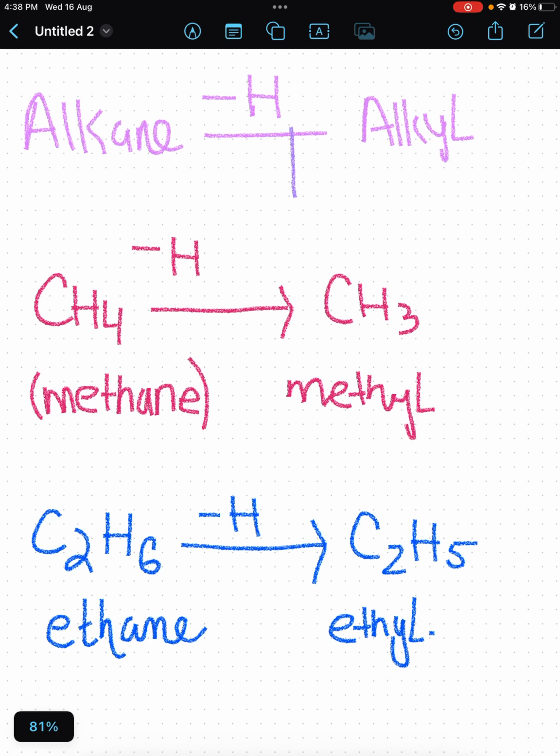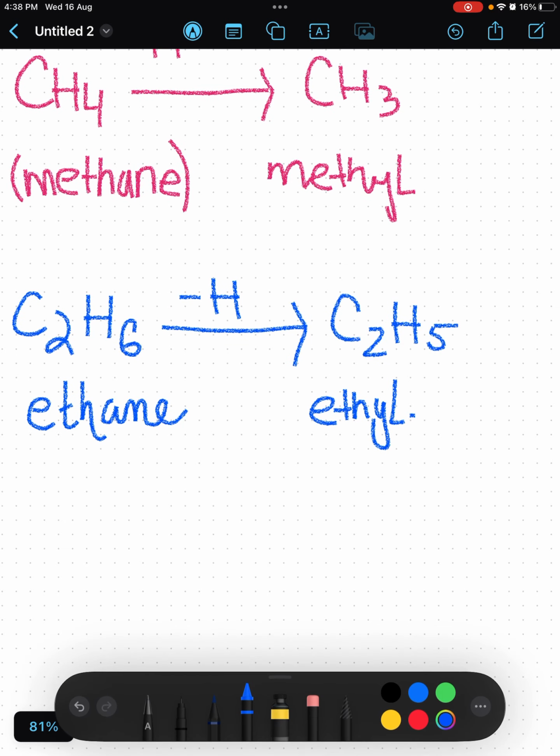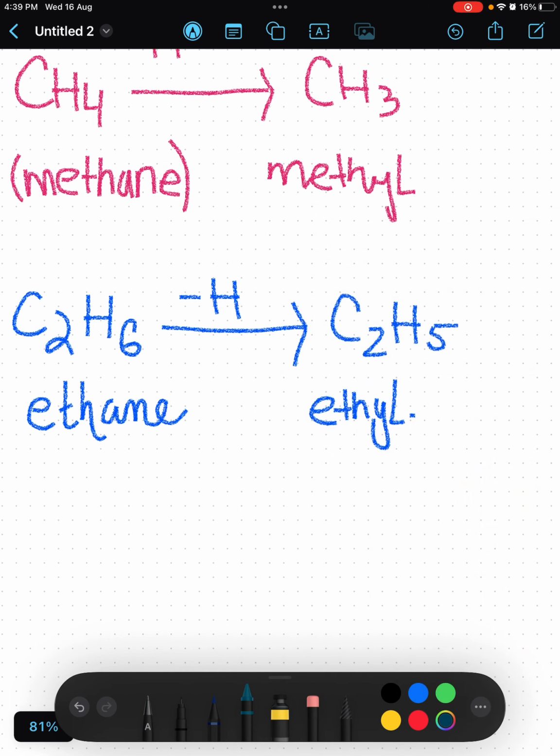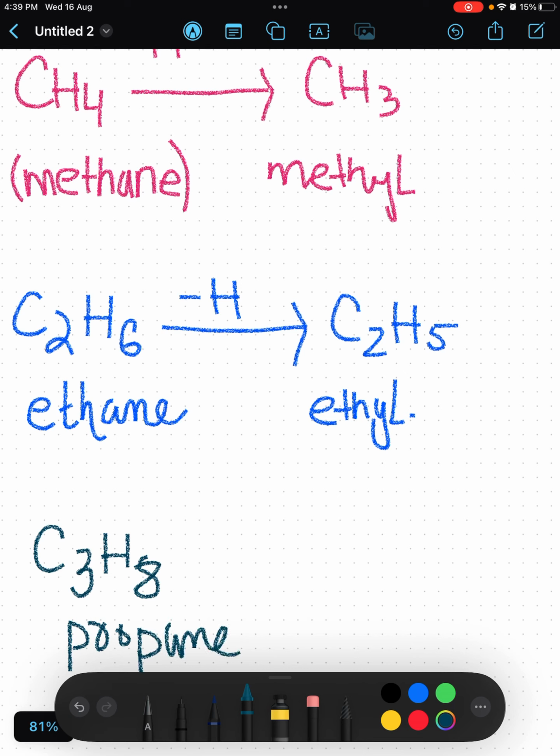Right? Likewise, we have propyl as well. C3H8, if I am not wrong, yes, this is propane. If I subtract one hydrogen from it, it will become C3H7, which is propyl.